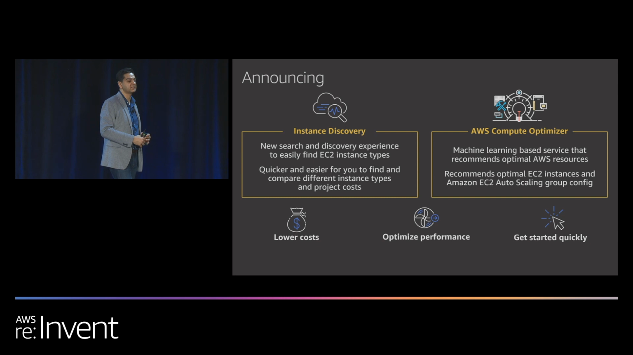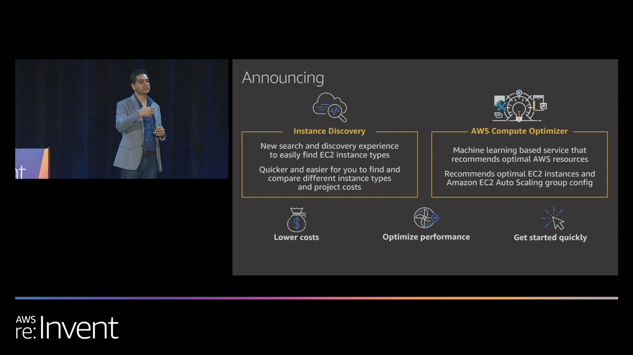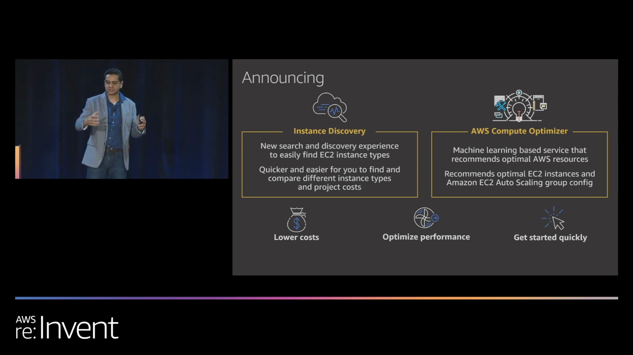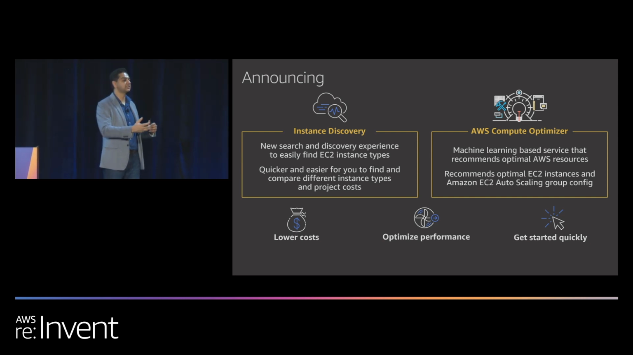In some cases, or many cases, customers are running thousands of instances. AWS Compute Optimizer is a machine learning-based service that looks at your CloudWatch metrics. These are metrics that you have access to look at compute usage, like what portion of your CPU you're using, how much network bandwidth you're using, what type of EBS performance you have.